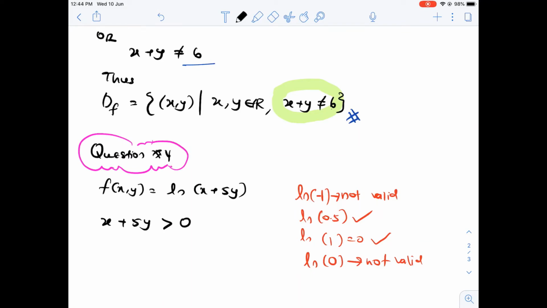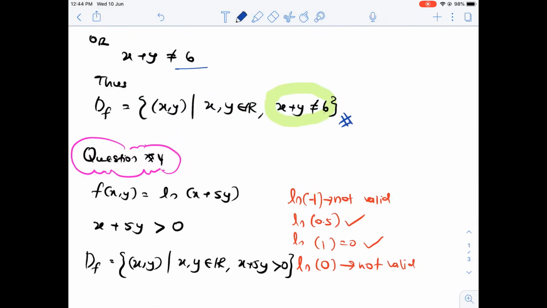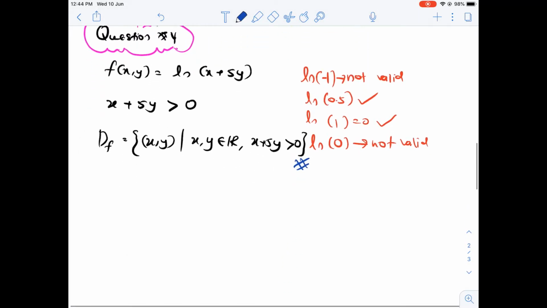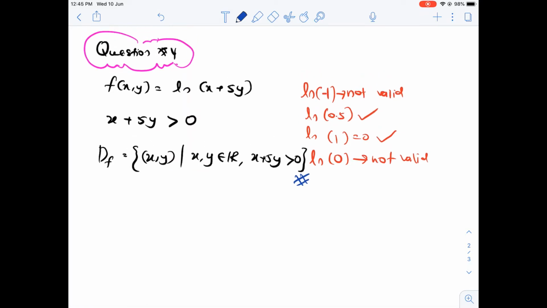That's it. Okay, so the domain of our function is such that x and y can be any values, so elements of real numbers, but we have a restriction here: x plus 5y must be greater than 0, like this. So this is the answer for this question. Alright, next question number 5.